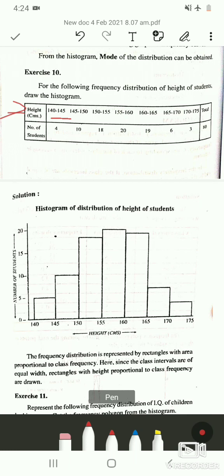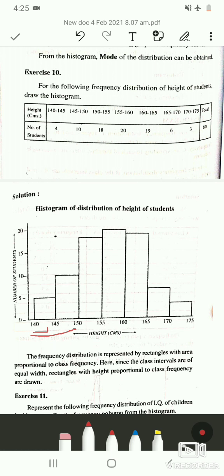So for the height 140 to 145, the number of students is 4, and along the y-axis we are taking the frequency given, which is number of students. Taking the scale is of your choice again. So even here you can take 2 centimeters equal to 1 class interval.